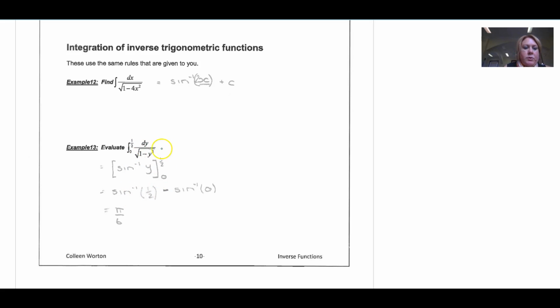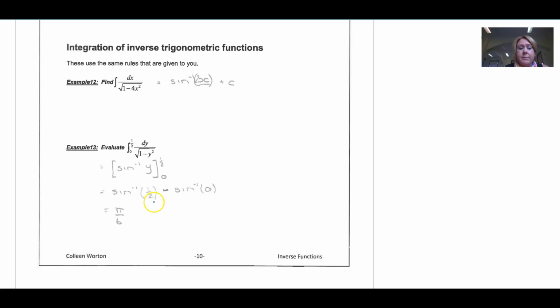Integrate 1 on root 1 minus y squared. I'm looking at my rules. I'm seeing that that's sine. There's nothing I have to change, so I'm happy. I just get to write sine to the minus 1 y, half and 0.